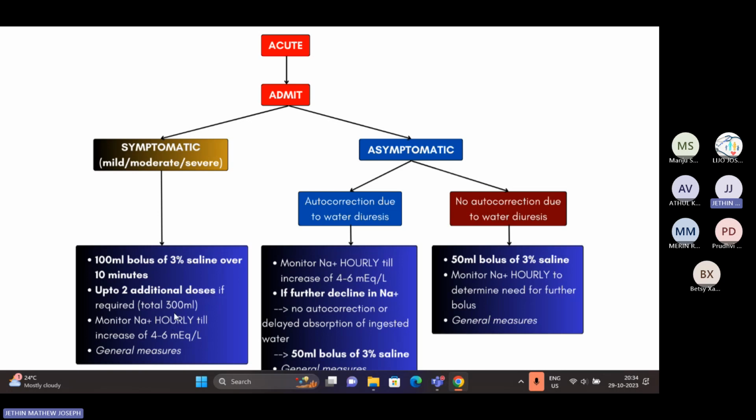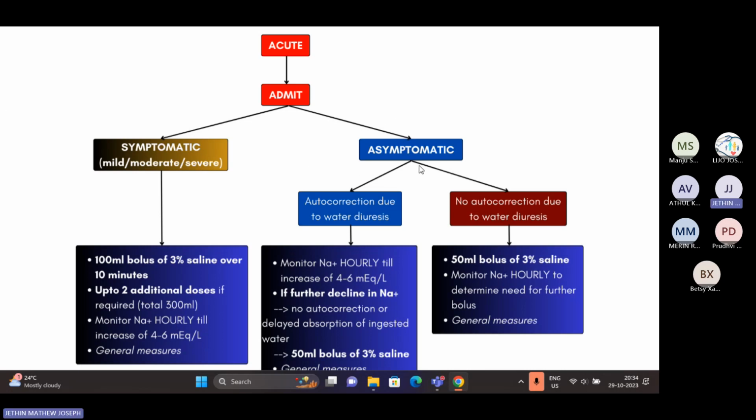When you're giving this, another thing is you have to monitor sodium hourly, ideally, till an increase of 4 to 6 occurs. Once this increase of 4 to 6 has been achieved, you can stop hypertonic saline. So say a patient is actively seizing, so the patient is symptomatic and sodium is 120. You can go ahead and give 3% saline, 100 ml bolus over 10 minutes. The only thing is that you have to monitor sodium hourly. And once you achieve that increase of 4 to 6, you can stop hypertonic saline. And general measures will include fluid restriction and salt-based diet and all those things.